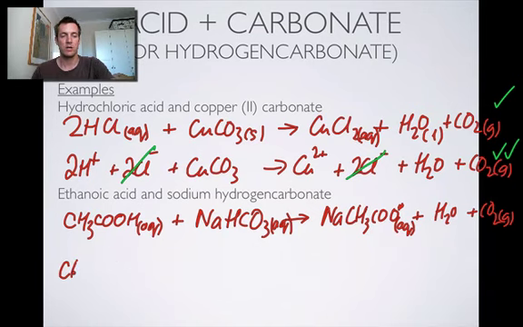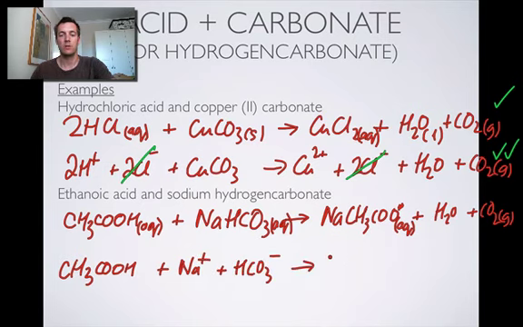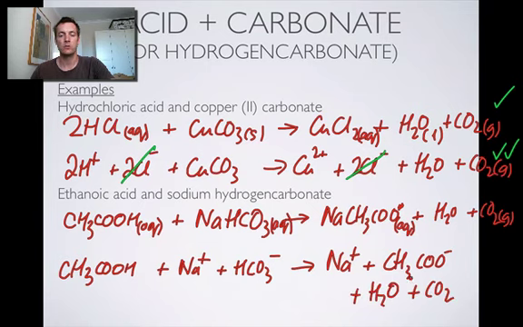I'm not going to change that because it's a weak acid. Same thing with weak base and any weak electrolyte. This is ionic, so it's Na plus and HCO3 minus. And what have we got here? We've still got a sodium ion, we've got an ethanoate ion, and we've got H2O and CO2. What's changed? Well, everything apart from the sodium, so we can cross out the sodiums because they're a spectator ion.